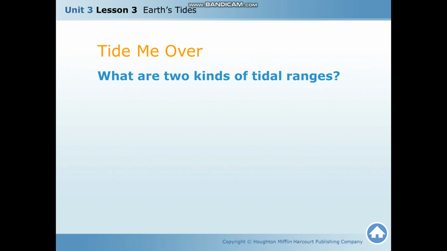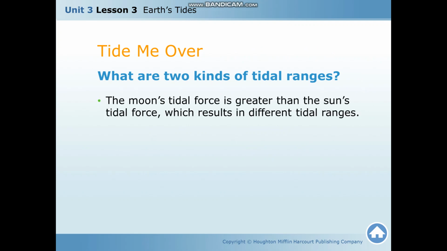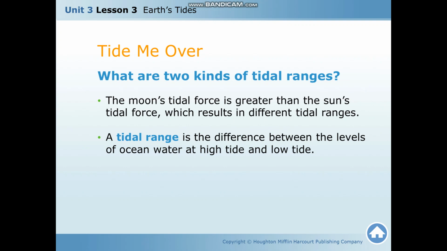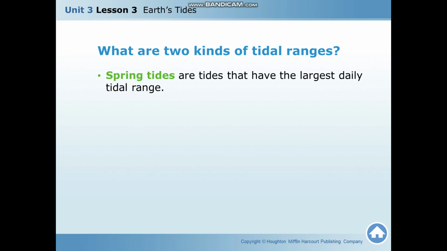What are the two kinds of tidal ranges? The moon's tidal force is greater than the sun's tidal force, which results in different tidal ranges. A tidal range is the difference between the levels of ocean water at high tide and low tide. Spring tides are tides that have the largest daily tidal range.